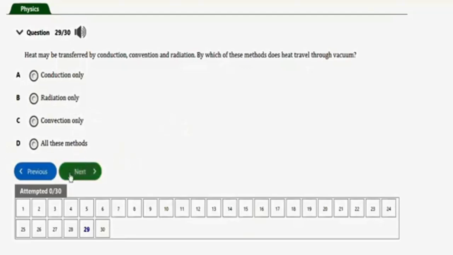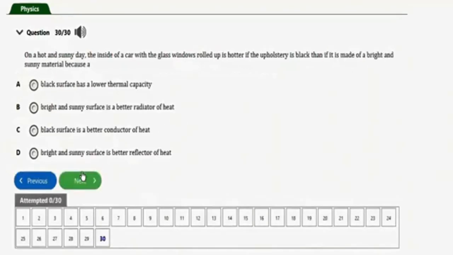So lastly, before we call it a class, let's look at this one. It says, on a hot and sunny day, the inside of a car with the glass windows rolled up is hotter if the upholstery is black than if it is made of a bright and shiny material, because option A, black surface has lower thermal capacity. B, bright and shiny surface is a better radiator of heat. C, black surface is a better conductor of heat. D, bright and shiny surface is a better reflector of heat.